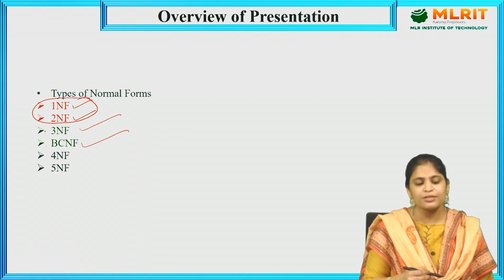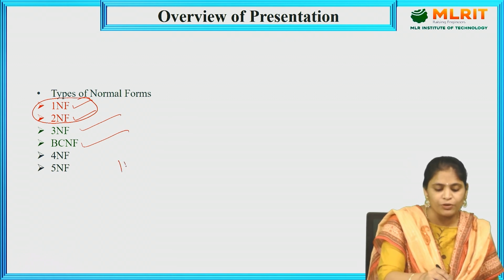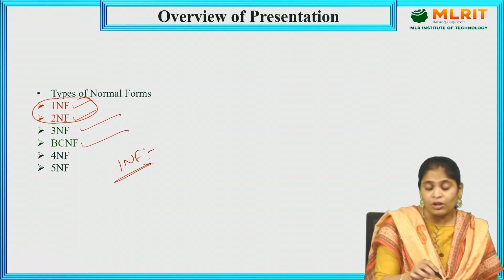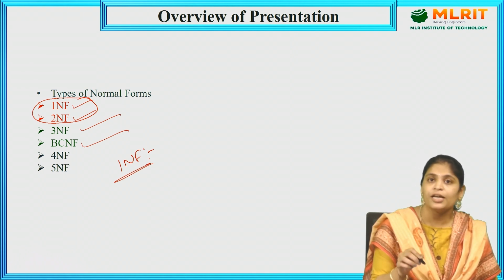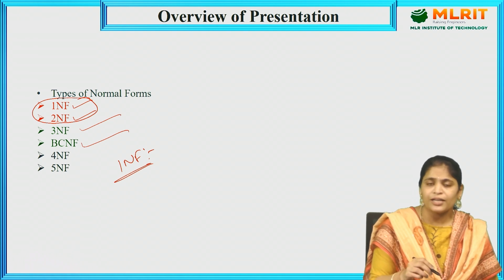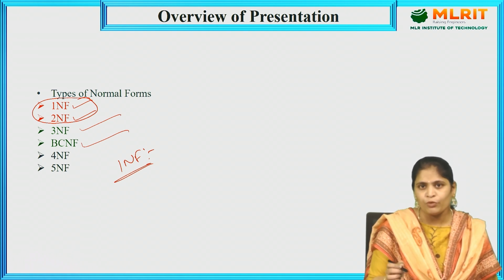Before that, what is 1NF, first normal form? If a relation is in first normal form, then it must not contain any multiple values, right? And the tables will be decomposed to remove those redundancies. That is first normal form.